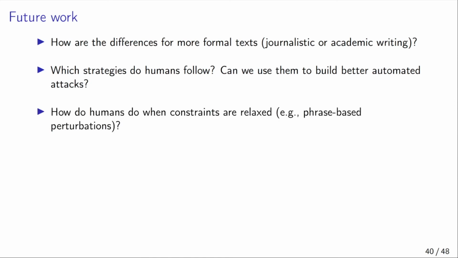And finally, we'll be interested in how humans do when these constraints are relaxed. So if they are not restricted to only making word-level perturbations, but can do phrase-based perturbations, how do these differences between human and machine-generated adversarial examples change?